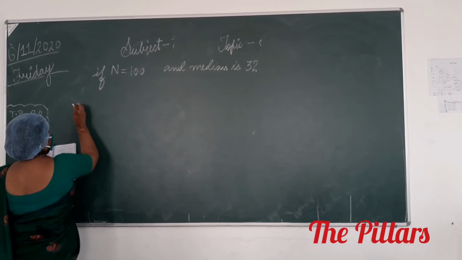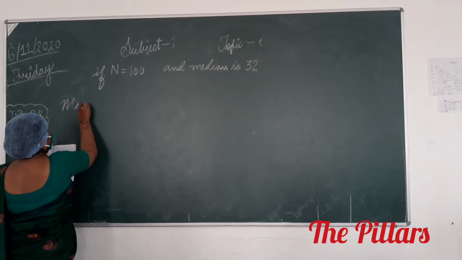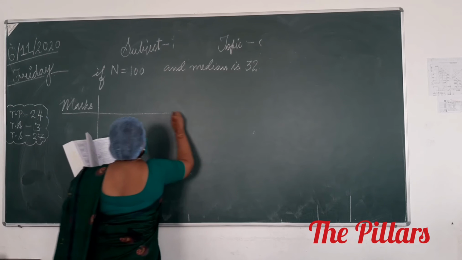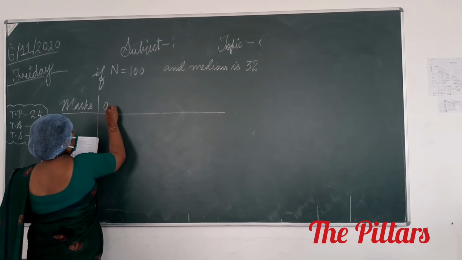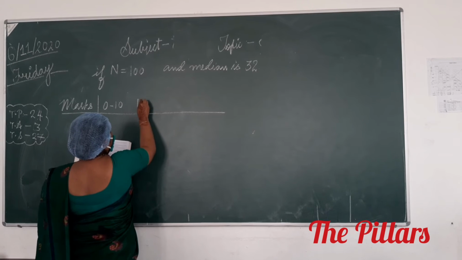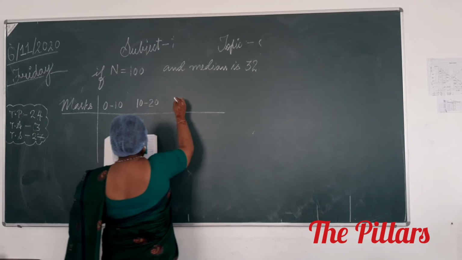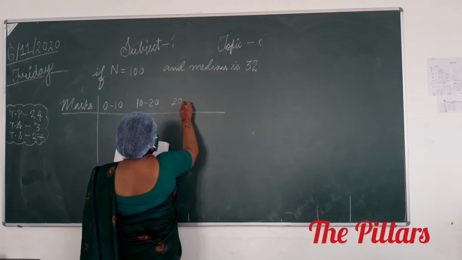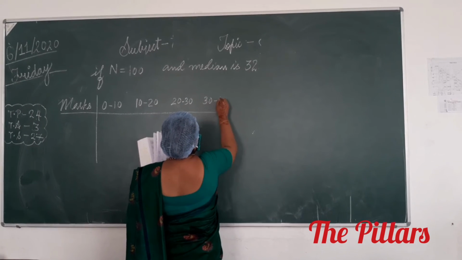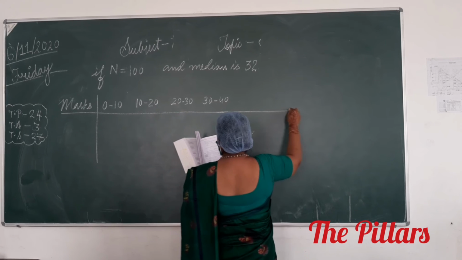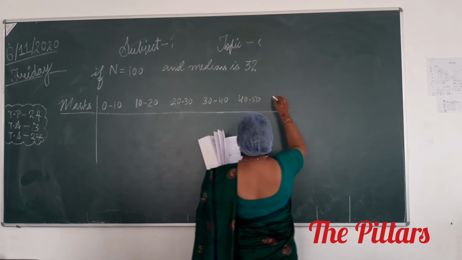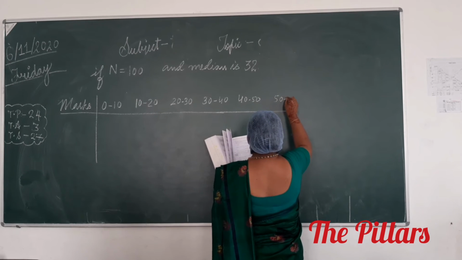Your question is marks: 0 to 10, 10 to 20, 20 to 30, 30 to 40, 40 to 50, and 50 to 60.